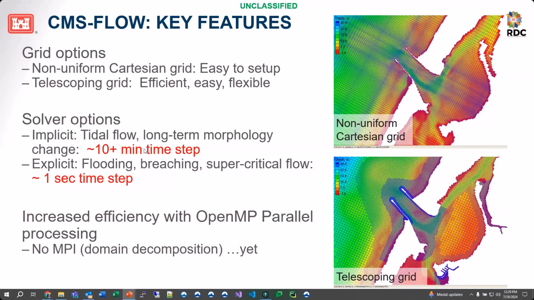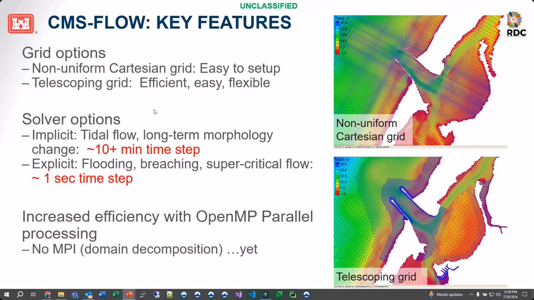So for solver options, we're able to calculate CMS Flow using an implicit solution scheme or an explicit solution scheme. Typically, users are using the implicit, which is good for normal tidal flow, long-term morphology. You can have larger time steps, as it shows here, 10 minutes or longer. You want to be careful how long you make these time steps because you may start missing out on different processes that are going on.